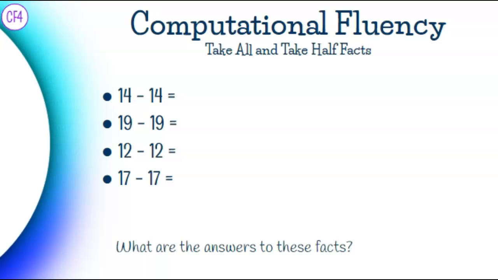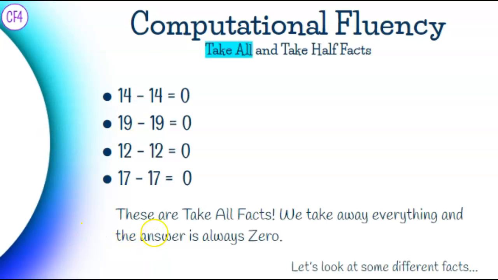Did you notice anything about the answer to the four problems? You should have noticed that the answer to all four problems was 0. This is what we call the take all facts. We call them the take all facts because look, we're taking away everything and the answer is always going to be 0. Now let's take a look at a different type of fact.